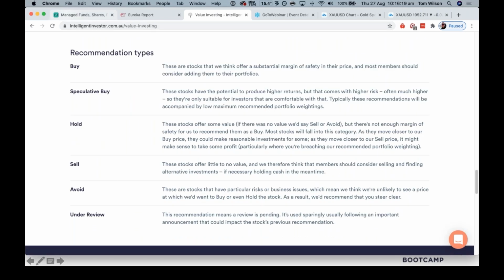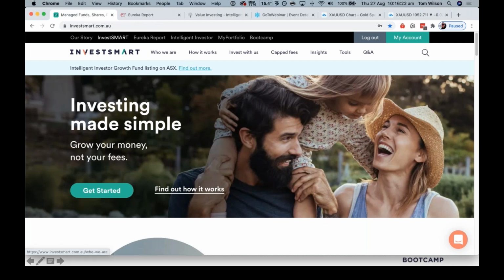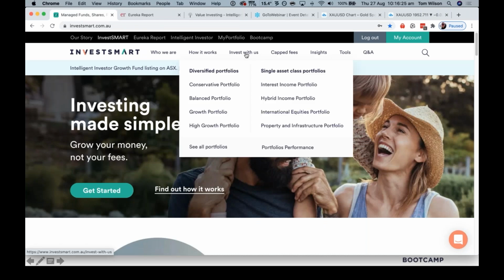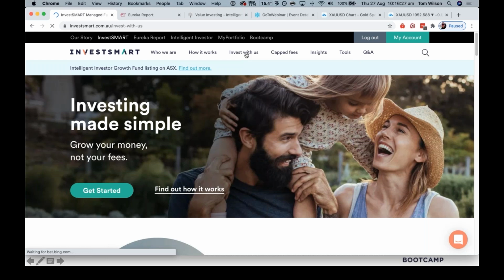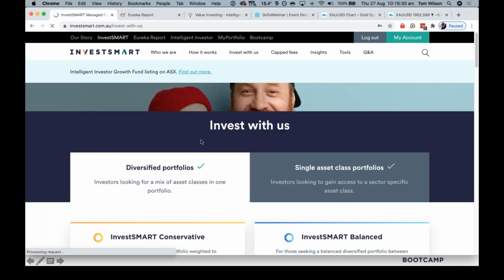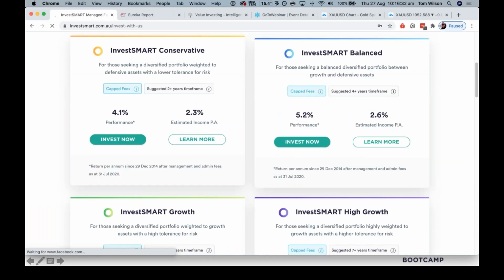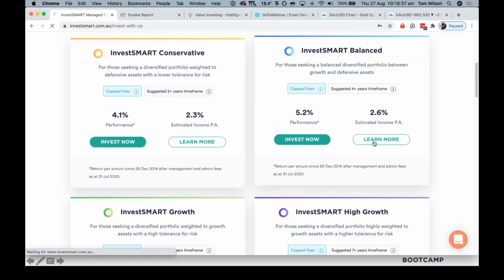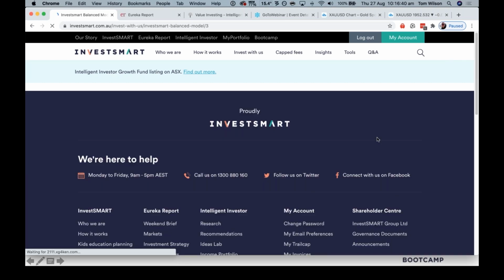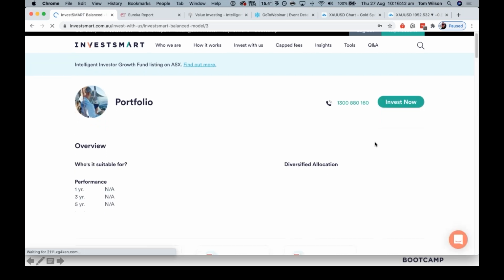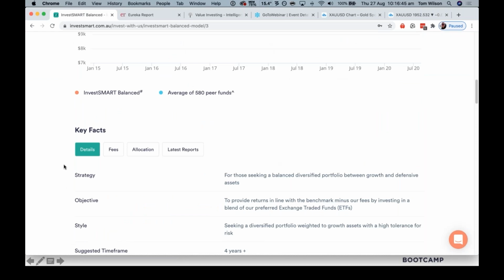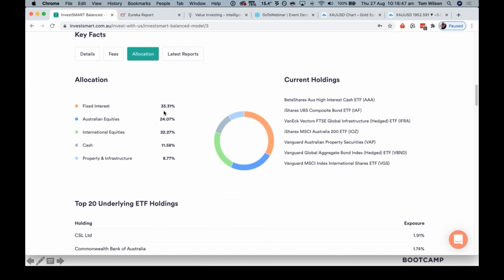Just to compare this, if you look at the InvestSMART portfolios, which are under Invest With Us, if I click on that, this will show you an overview of the diversified capped fee portfolios, and these ones are passive. If I look at the balanced one and go to learn more, it'll actually show you what they invest in underlying. If I go to allocation, this is the allocation I was referring to before, and this is what it's actually holding to get exposure to those markets or areas.